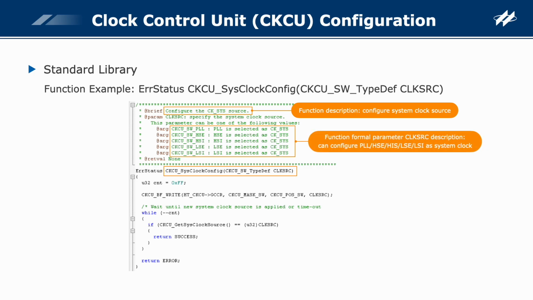The formal parameter CLKSRC has optional configurations. Since there are many standard libraries, we will not list them all here. Please check the corresponding HT32F series CKCU.C for details.